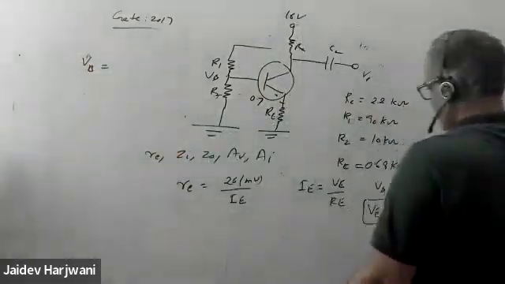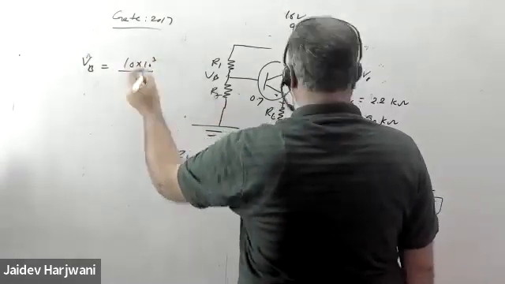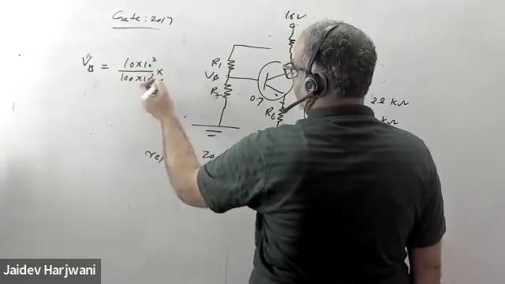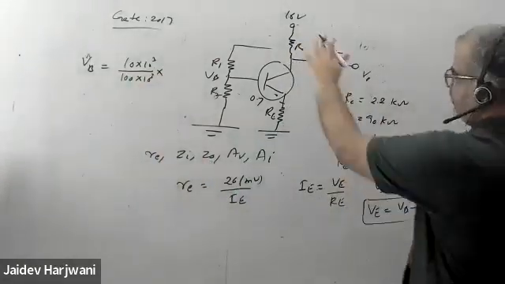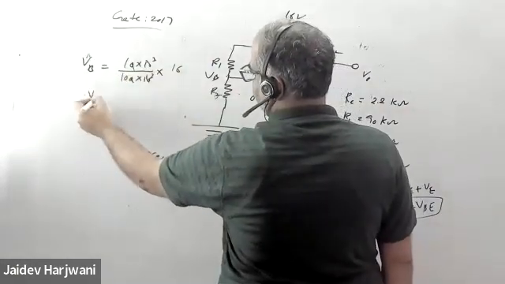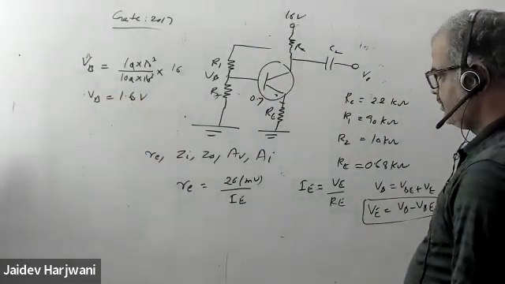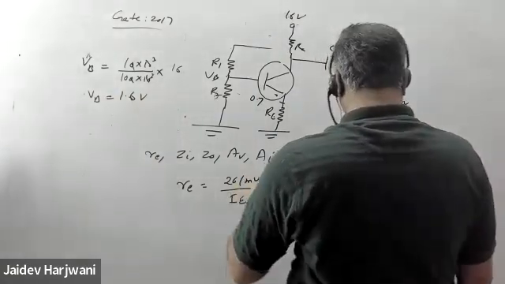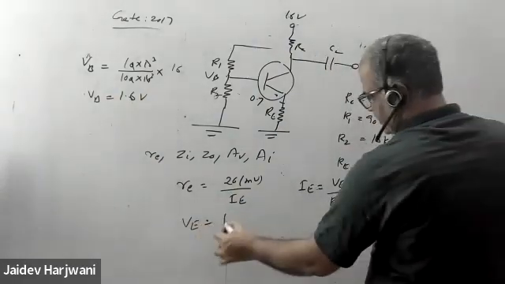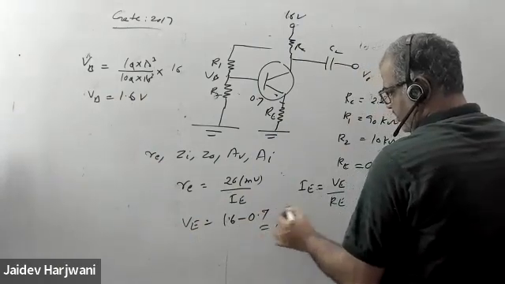So you have R1, R2. R2 is 10 kilo ohm, upon 10 plus 90, 100 kilo ohm, into the total 16. So this becomes 1.6 volt. So VB is your 1.6 volt. Now you can find VE. VE will be your VB, 1.6, minus 0.7. So this becomes 0.9 volt VE.